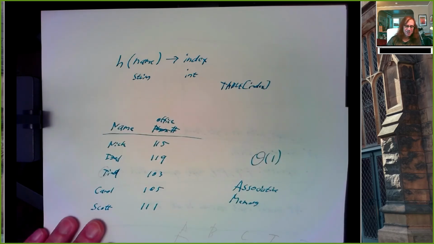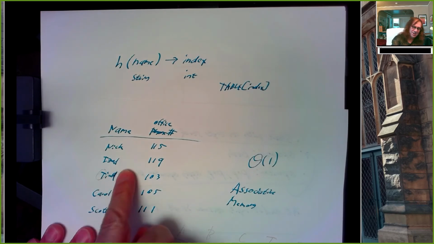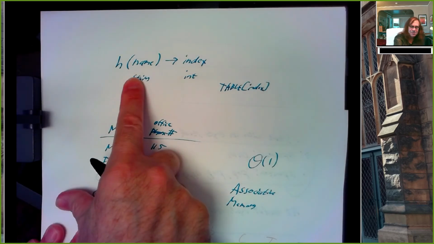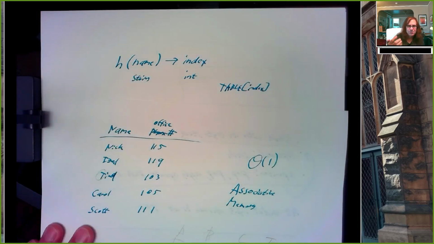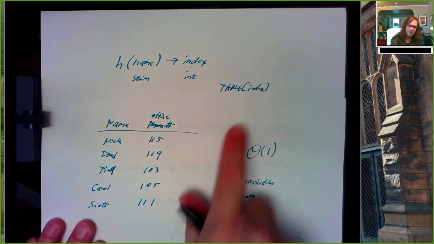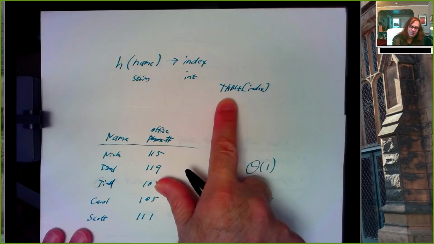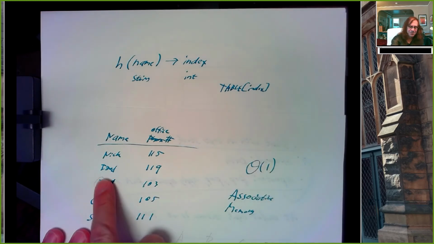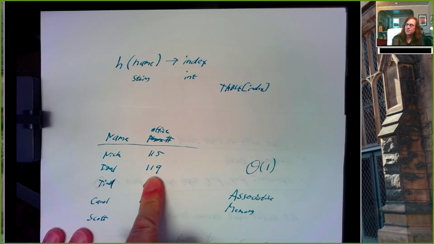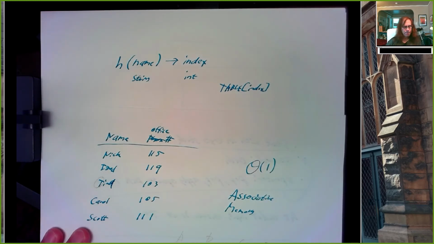So where is Izad's office? Well, take the name Izad, I-Z-A-D, run it through this hash function, which is some quick calculation, and it gives us back a number, say 17,000,003. We go to element 17,000,003 in our table, and sure enough, at that location, we've got the name Izad and the office number 119. Fixed access time.